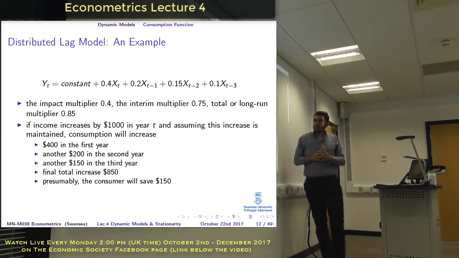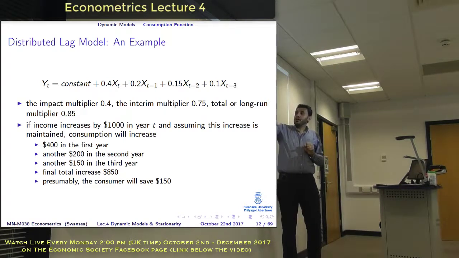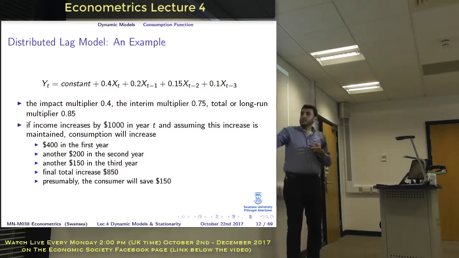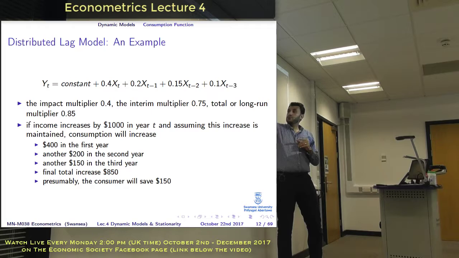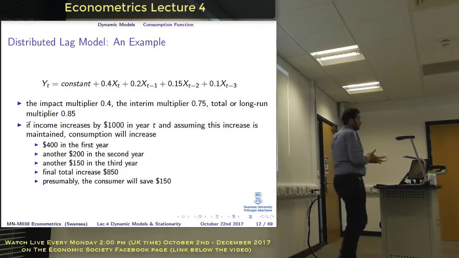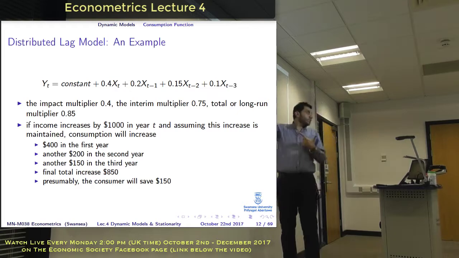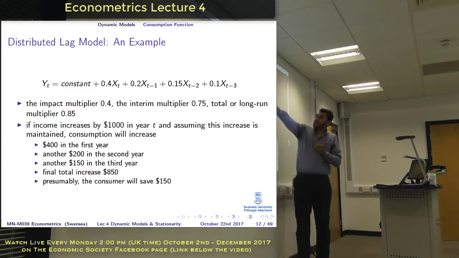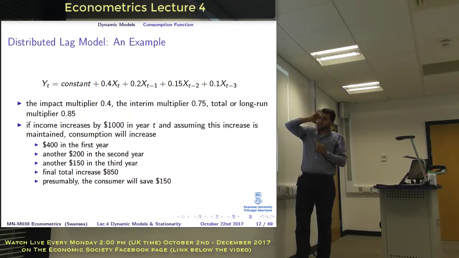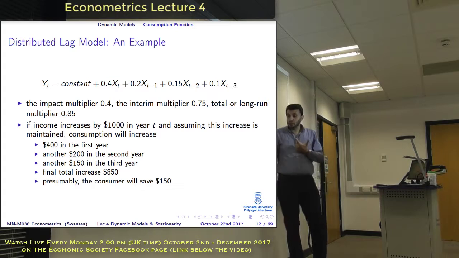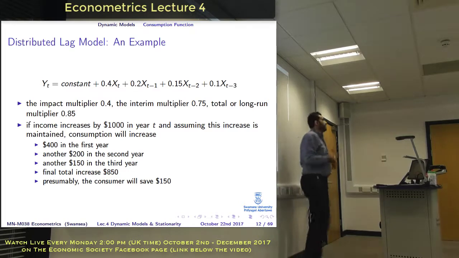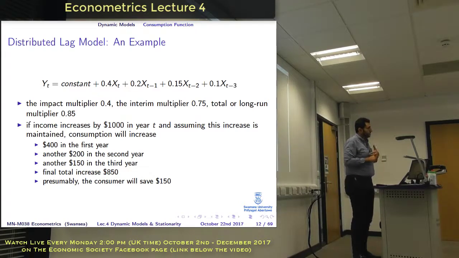So let's put this in an example. If income increased by $1,000 in year T, assuming that this increase is maintained, consumption will increase in the first year by 0.4 times 1,000, that gives us $400. That's the first year. The second year, it will increase by 200, so it's 0.2 times 1,000. The third year will be 150, and so the total increase will be 850, and that means out of these 1,000, ultimately, this consumer will be saving 150.